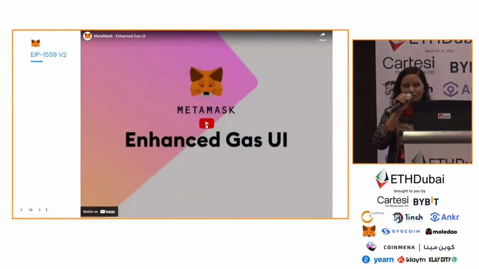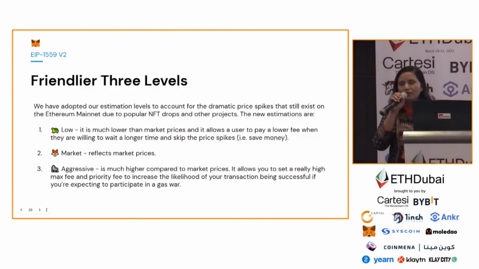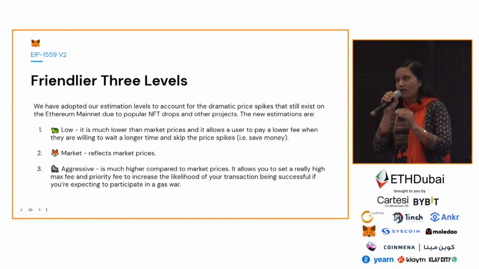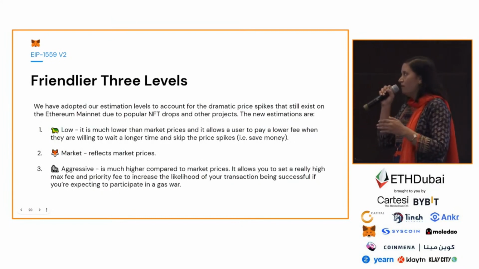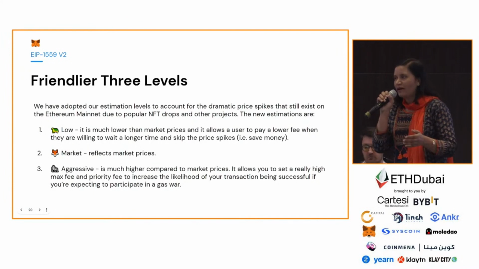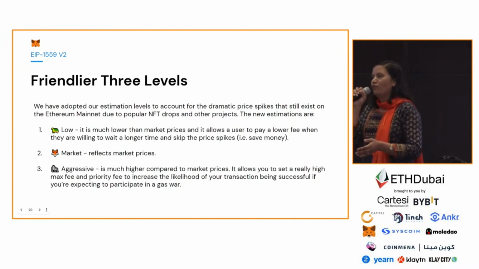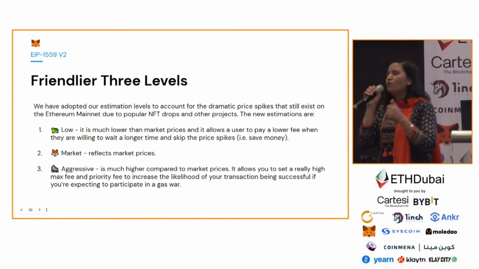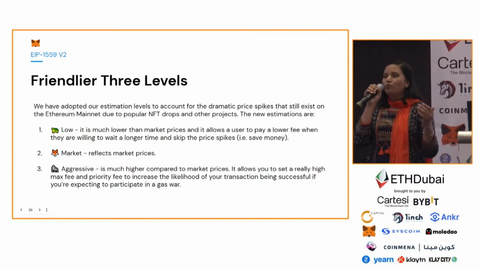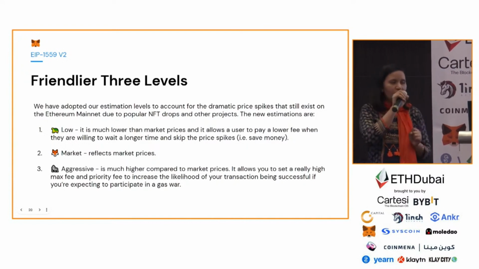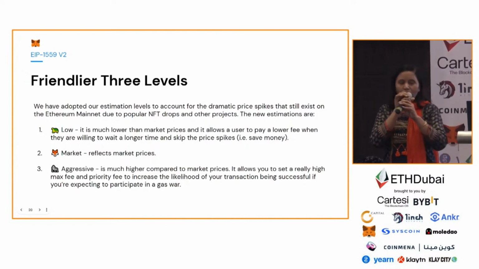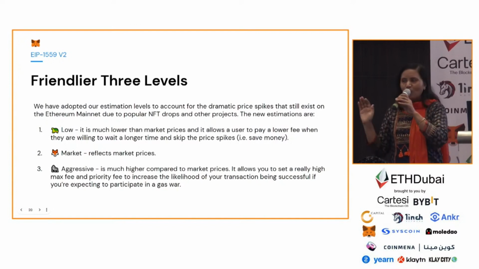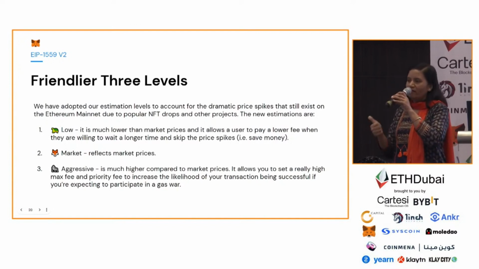As you all just saw, we have introduced three friendlier levels of estimates, called low, market, and aggressive. Our new low estimates are really low. If you want to skip the spike and you're happy to wait for the gas price to come down on the network, go with our low estimate. If you want to go with the current market trends, go with our market estimate. And if you're running a time-critical transaction and you want to win the gas war, go with the aggressive estimate.